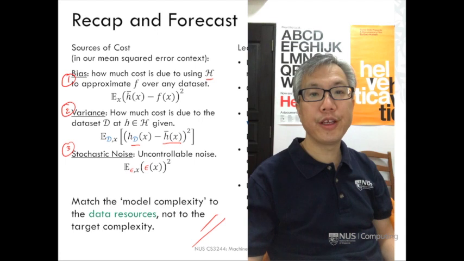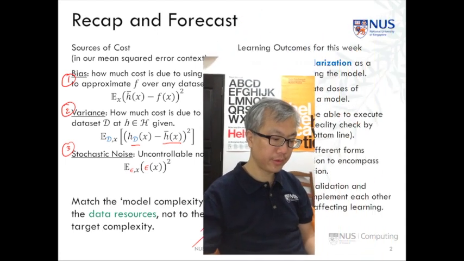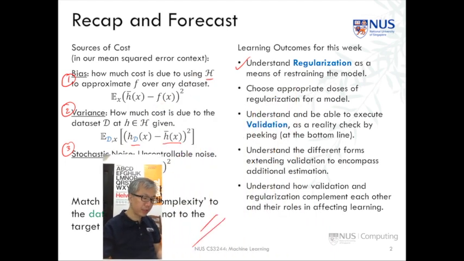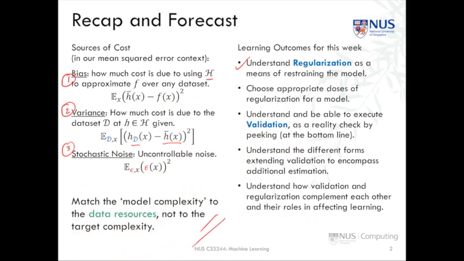Let's continue with looking at what we're going to learn this week. The learning outcomes for this week are to first understand regularization as a means of restraining the model. We're going to learn how to choose appropriate doses of regularization for a model, and this will be done in our post-lecture work. We're going to also understand and be able to execute the idea of validation. We'll do the understanding today in the pre-lecture and the execution of it in the in-class session.